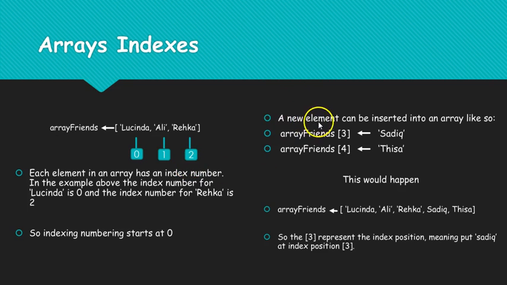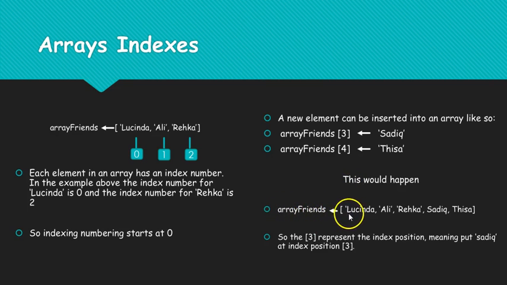You can actually add a new index or new element, so you can actually insert it. Within pseudocode, this will be the code to insert it. So you'd say array friends, the index position you want this text to go into, in this case index position 3, so you want Sadiq's name to be added to position 3 and Tisha's to position 4. So this is what would happen.